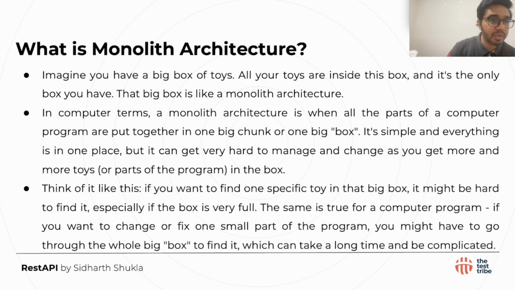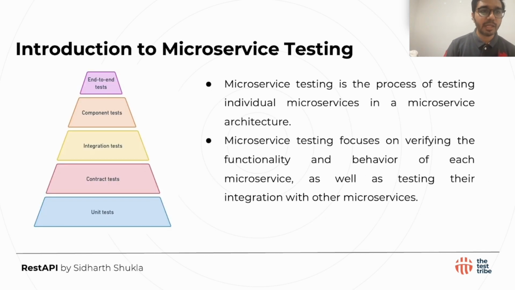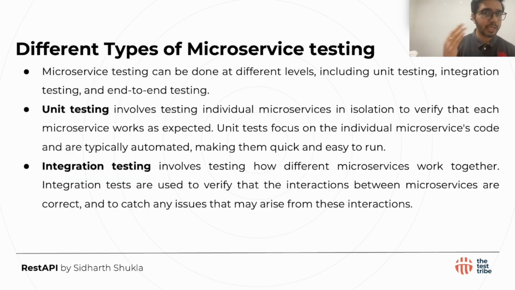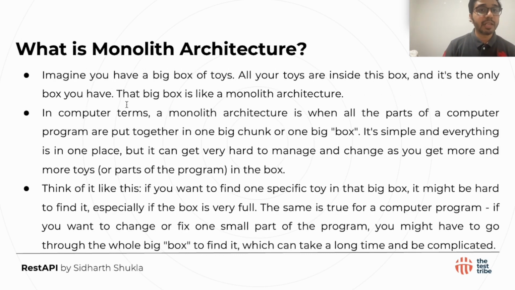In the definition, I have mentioned everything over here, meaning how it works. Don't worry about this section; we will explain it in a later phase, and it will make more sense to you then. But for monolith architecture, imagine you have a big box of toys. All your toys are inside this box, as I told you, four components inside this box. It's the only box you have. That big box is like a monolith architecture.